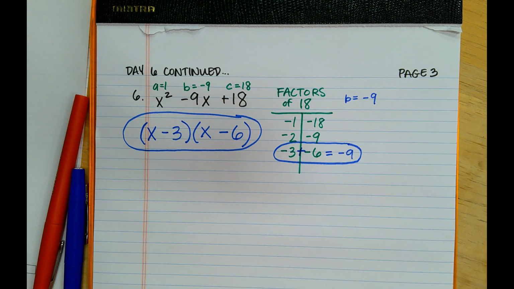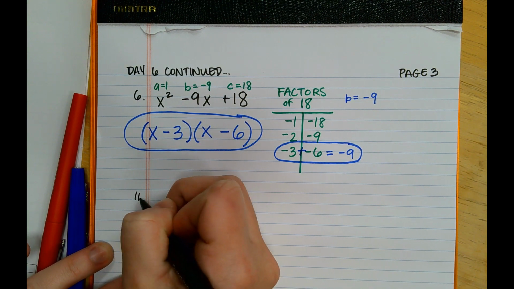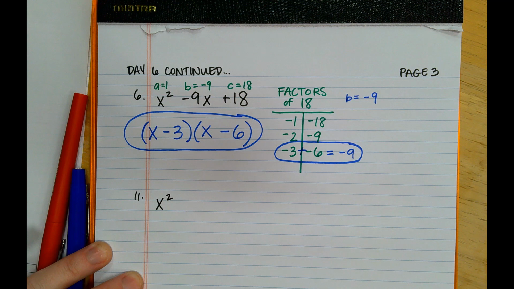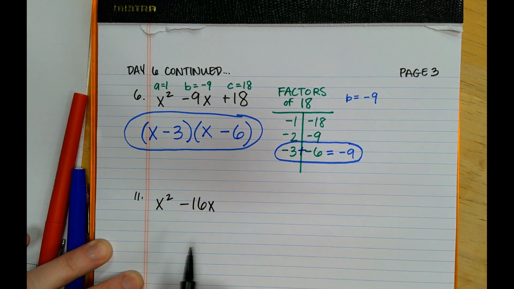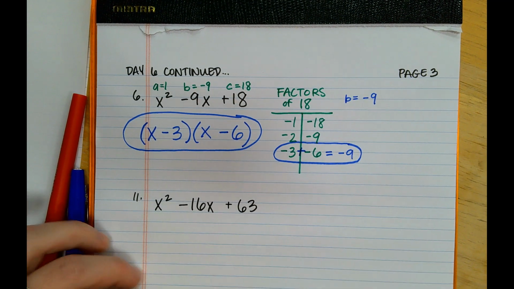Okay, guys. There's number 6. Now let's look at number 11. Number 11 is going to be a similar case. We've got a negative B and a positive C. So 11 is x squared minus 16x plus 63.